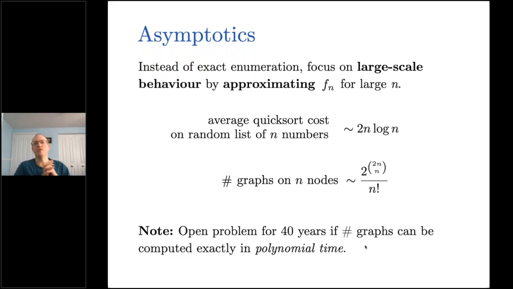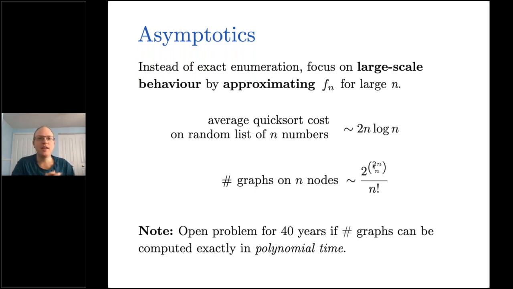If you want to count the number of graphs on n nodes or n vertices, it turns out that there's a nice argument that's been known for decades that this is a very large number. So you have 2 to the n choose 2, for those who know what a binomial coefficient is. If you don't know, that's okay. Just know that this is a very big number that you can compute explicitly, divided by n factorial. N factorial is also a big number, but this is a much bigger number.